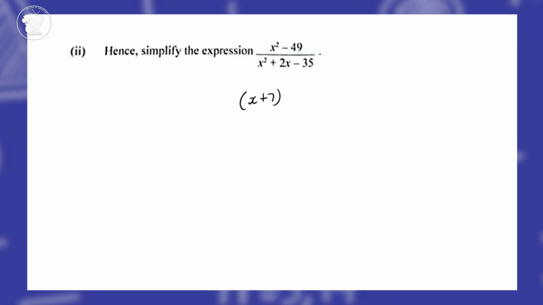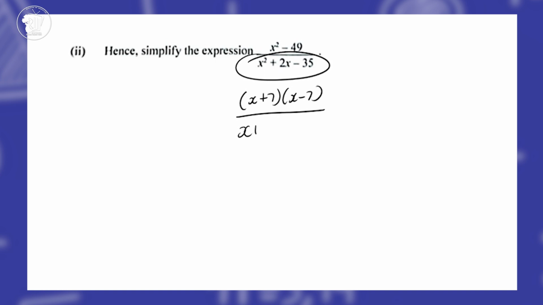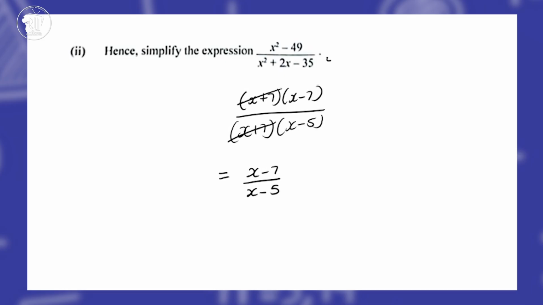So x plus 7, x minus 7, all divided by, when we factorize this bottom piece, we're left with x plus 7 and x minus 5. We have some multiplication going on at the top and some multiplication going on at the bottom. So we can do some canceling out because everything is multiplying at the top and everything is multiplying at the bottom. We cancel out this x plus 7 with this x plus 7, and we are simply left with x minus 7 all over x minus 5. And that is how we simplify this expression, and that is how we get all of our marks.